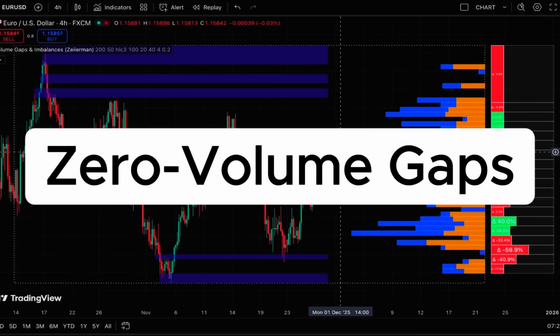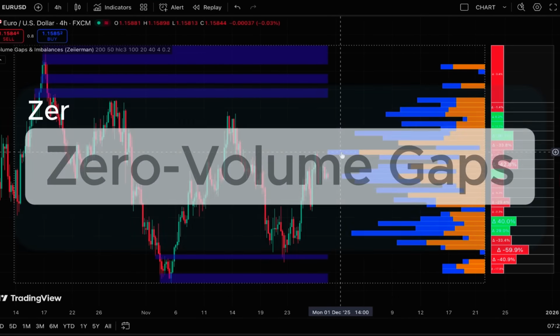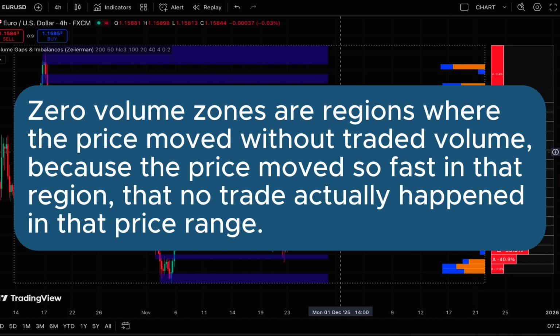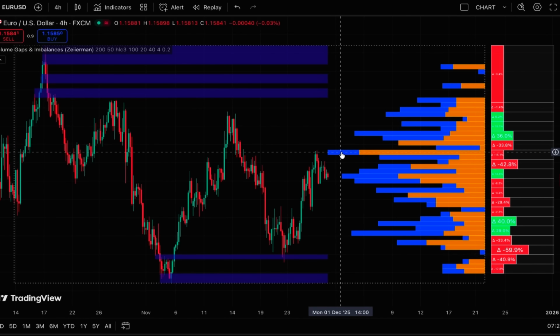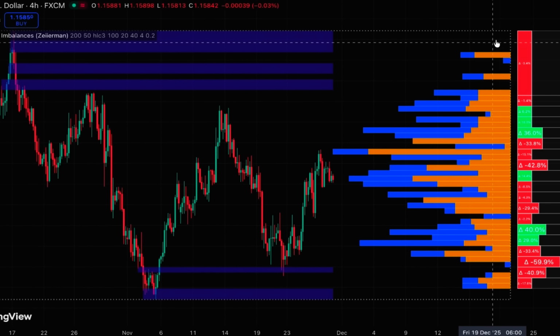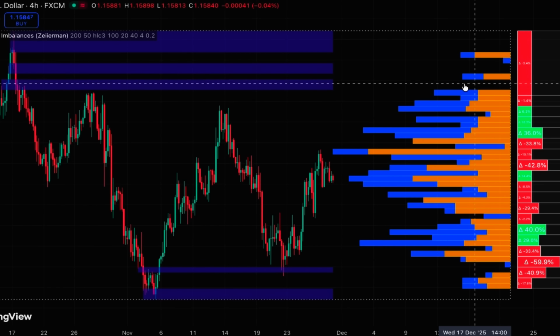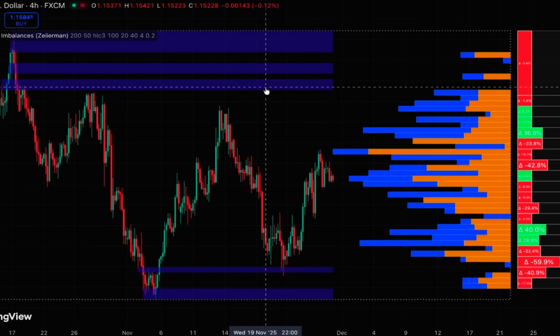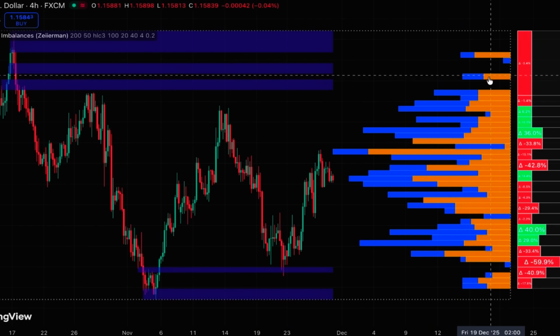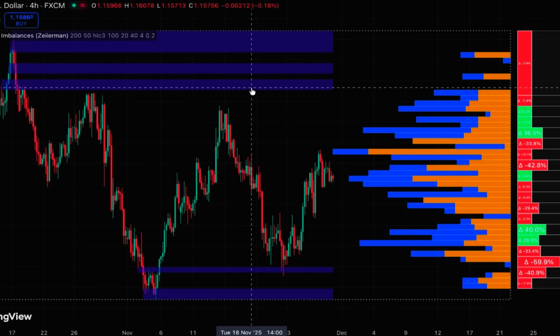Alright, now let me explain the zero volume gaps feature. Zero volume zones are regions where the price moved without traded volume, because the price moved so fast in that region that no trade actually happened in that price range. When there is this situation in the market, the indicator doesn't show any horizontal bar here, and on the price chart, that zone is highlighted like this. So by checking where we have empty bars here, we know on the price chart in which price ranges we have zero volume.